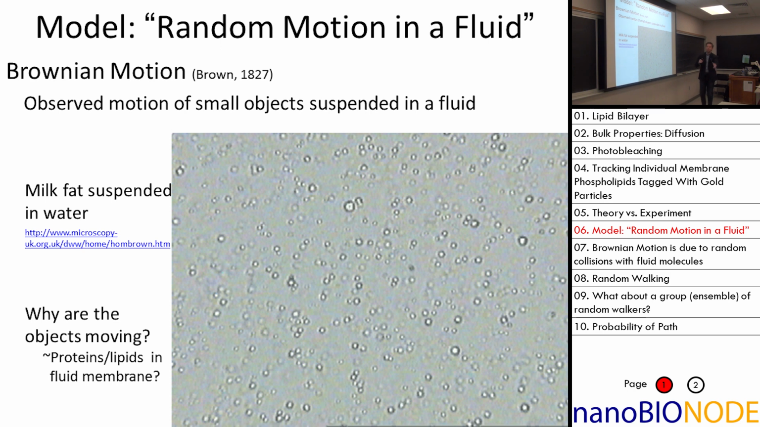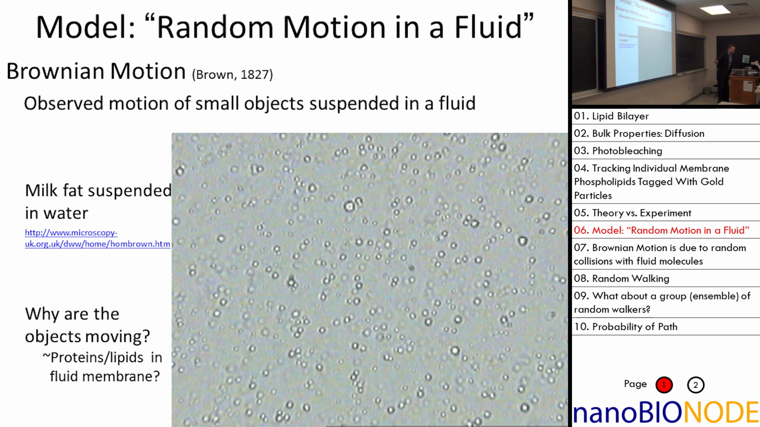Okay, so now when I say random motion in a fluid, what do I mean? It turns out that a good starting place as an example of random motion in a fluid is something called Brownian motion. This was first observed by, as you can guess, some guy named Brown back in 1827. He found that if you take some small molecules and suspend them in a fluid and watch them under the microscope, they do not just sit there.